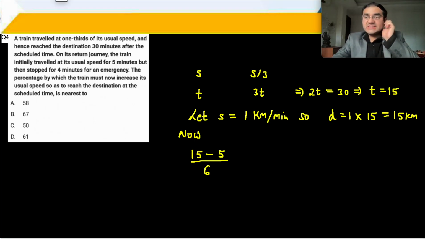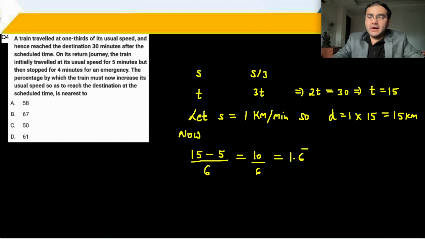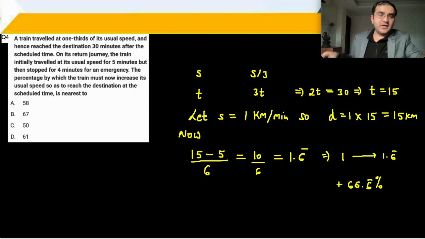So distance 10 kilometers upon time 6 minutes gives you 10 upon 6, that's 5 upon 3. That is 1.6 bar kilometers per minute. ठीक है. Initial speed was 1, now it's 1.6 bar, so 1 to 1.6 bar, find out the percentage change, that's 66 2 by 3%. And your answer is nearest to 67, and that is the answer.